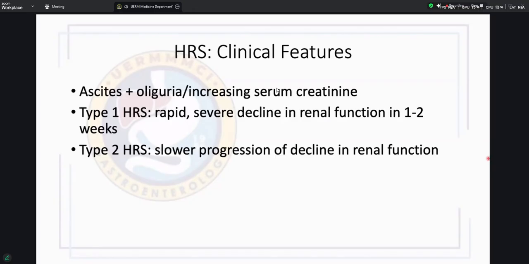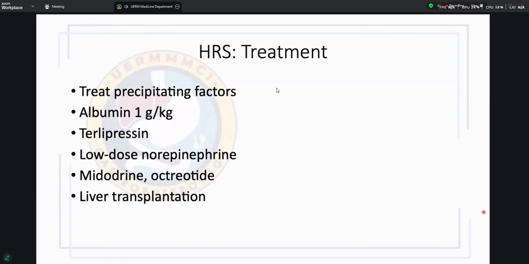Type 1 HRS is characterized by a progressive impairment in renal function and a significant reduction in creatinine clearance within 1 to 2 weeks of presentation. And type 2 HRS is characterized by a reduction in glomerular filtration rate with an elevation of serum creatinine level, but it is stable and this is associated with a better outcome than that of type 1 HRS. Treatment is the same for both types of HRS.